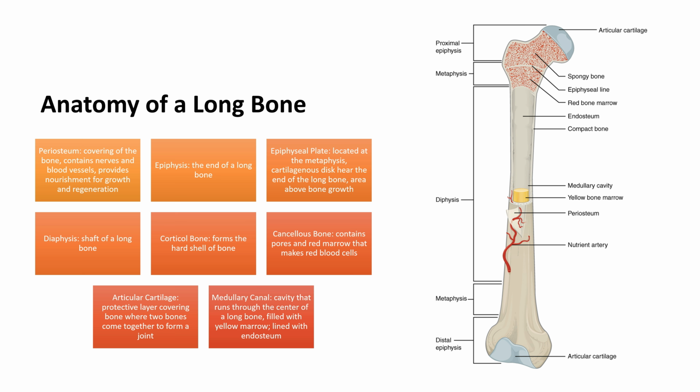Articular cartilage is going to be your protective layer covering the surfaces of bone where two bones come together to form a joint. Your medullary canal is going to be a cavity that runs through the center of a long bone and is filled with yellow marrow. It's going to be lined with endosteum.